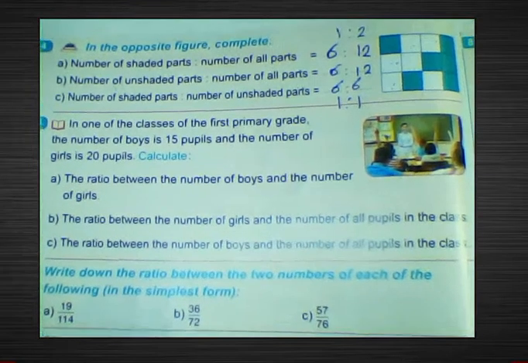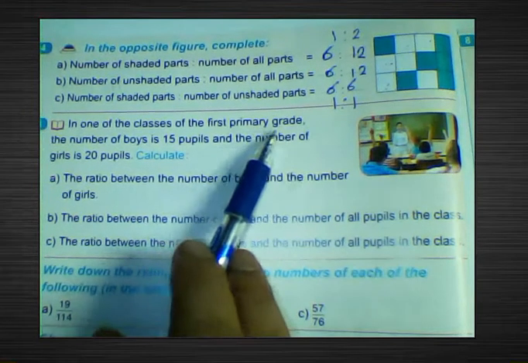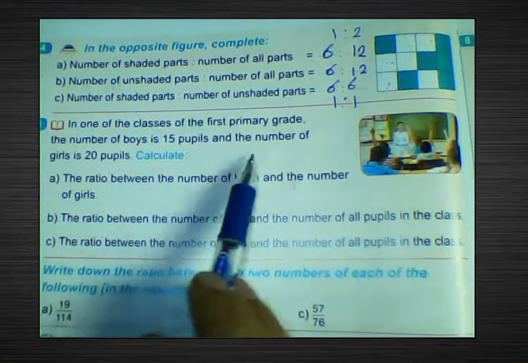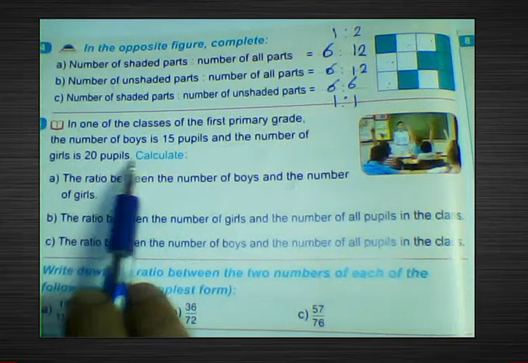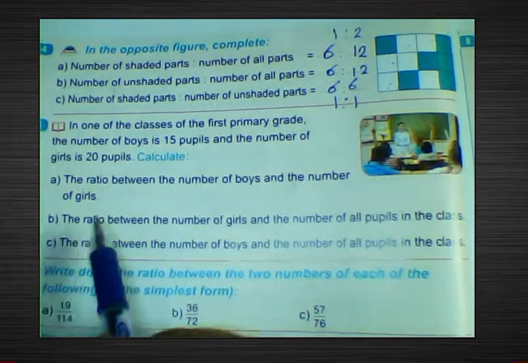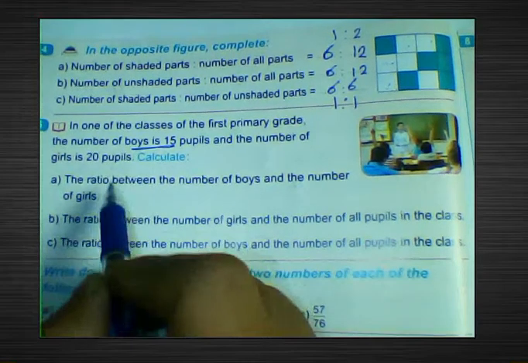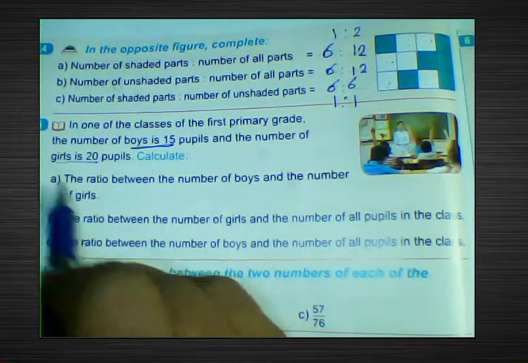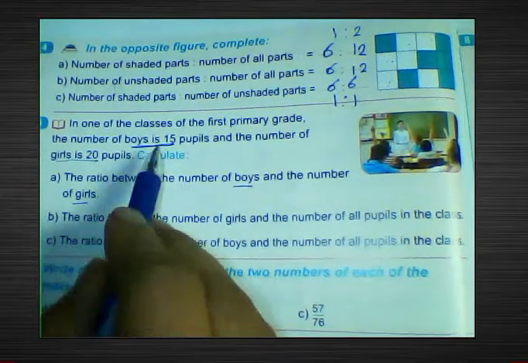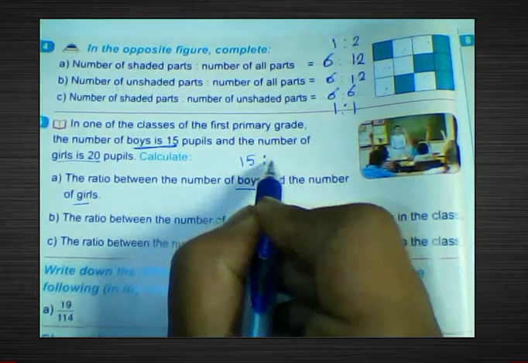Question number 5. In one of the classes of the first primary grade, the number of boys is 15 pupils and the number of girls is 20 pupils. Calculate the ratio between the number of boys and the number of girls. Okay, we have 15 boys and 20 girls. The ratio between boys and girls: boys 15, we can write 15 to 20.